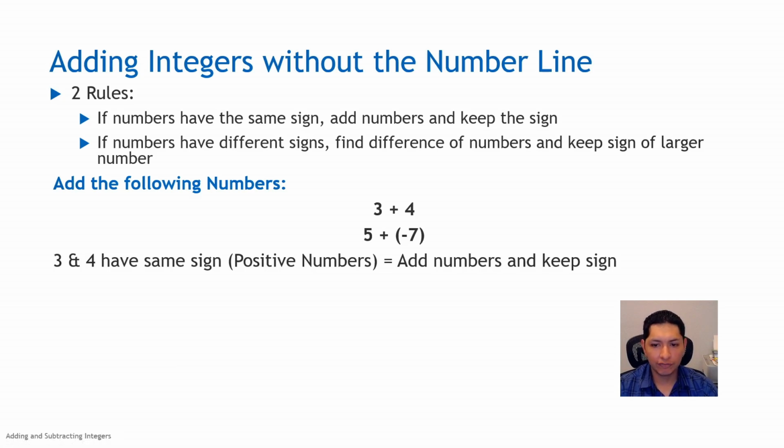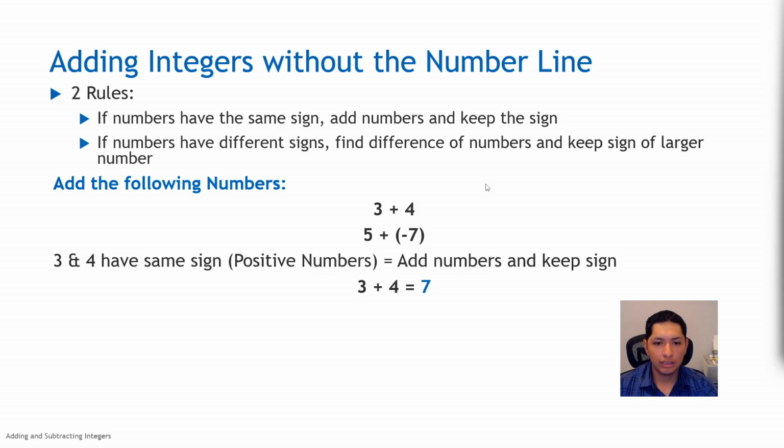3 and 4 have the same sign. They are both positive numbers. So I follow the first rule. I add the numbers together and I keep the sign. By the way, that addition sign does not represent positive sign in any way. Both the 3 and the 4 do not have a sign explicitly written next to them. Therefore, it can be safely assumed that they are positive numbers. So what I'm doing here is simply adding those two values, 3 plus 4, and that gives us 7, and I keep the sign of both of the numbers where they are both positive, so it is simply a positive 7.